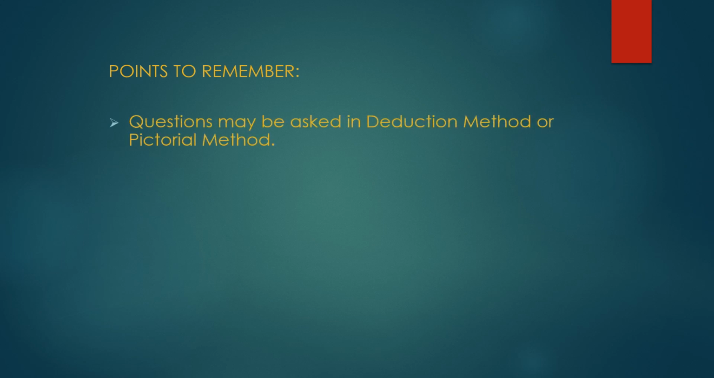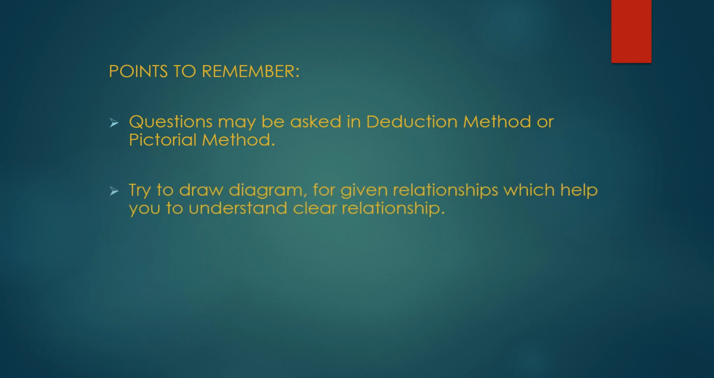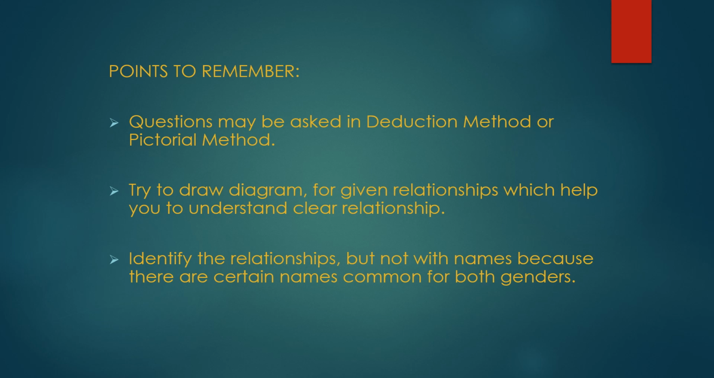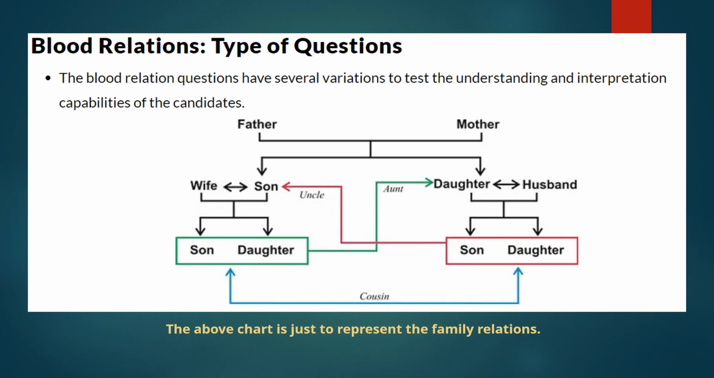Points to remember here: questions may be asked in a deduction method or a pictorial method. We will try to solve the questions based on a flowchart or a diagram representing the relationships, so you can easily understand them. Identify the relationship, but not with the names, because there are certain names common to both genders. You can understand this once we solve the problems. Once you draw the flowchart, it is easy to understand.